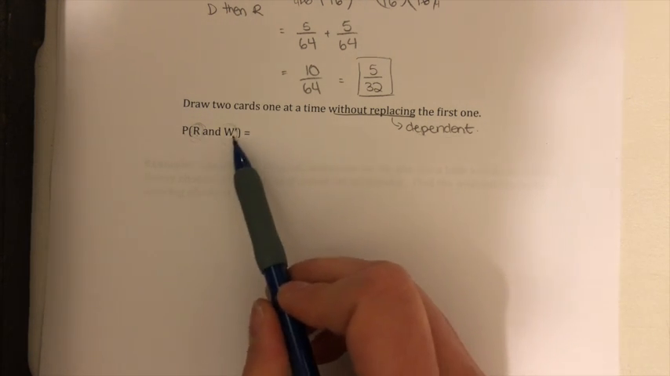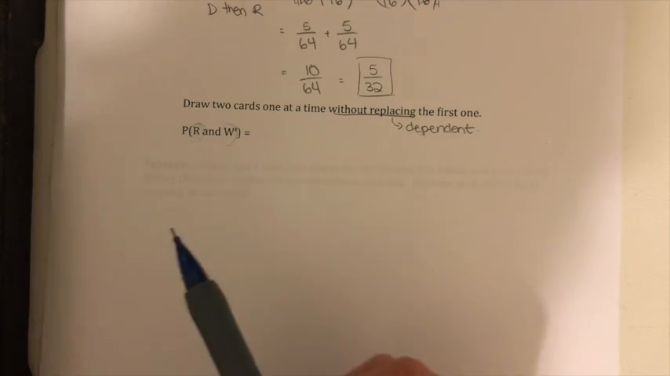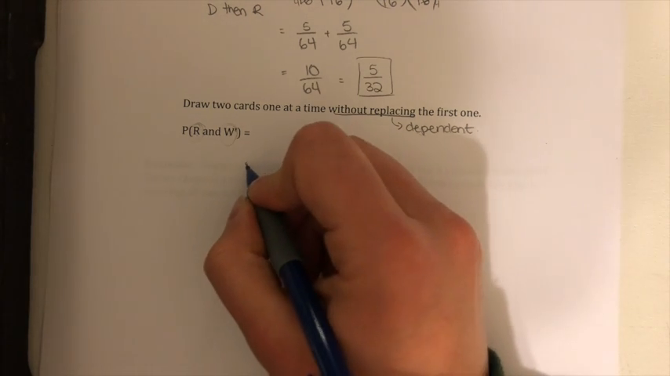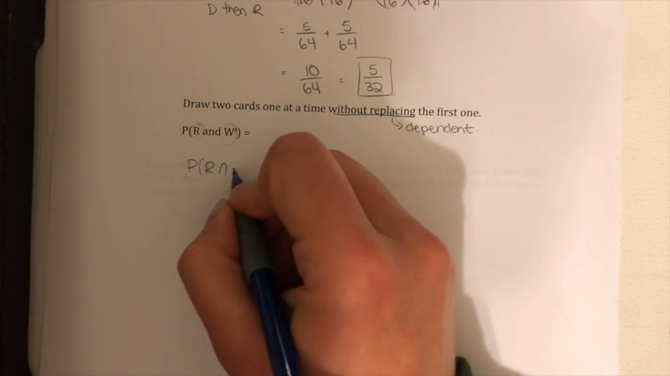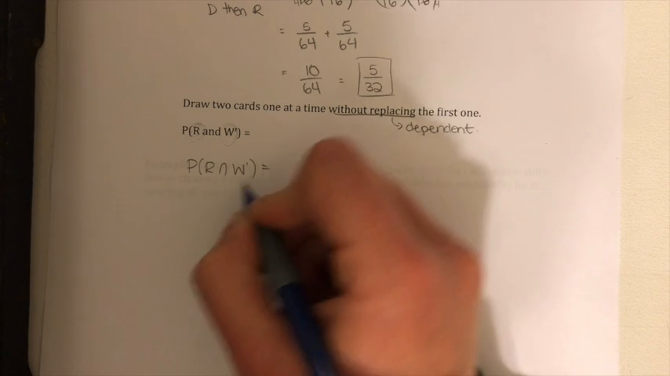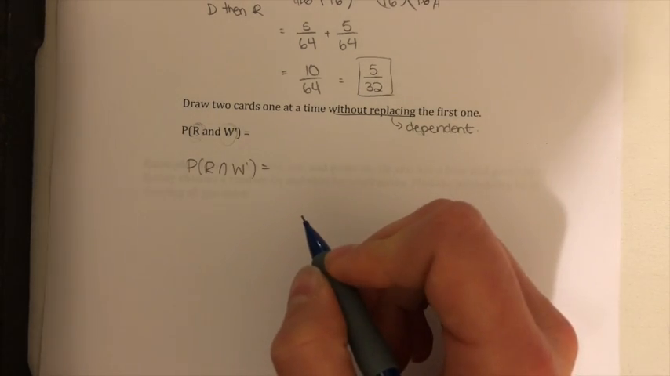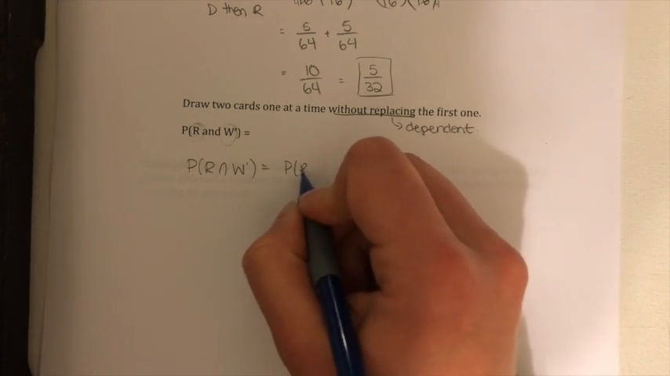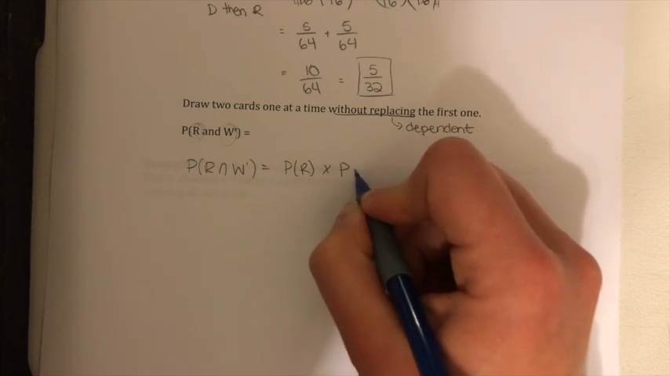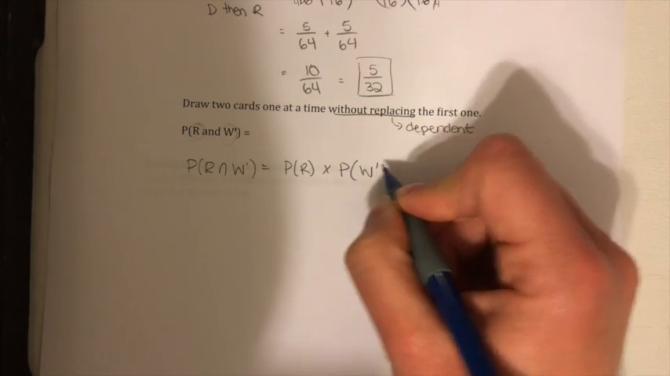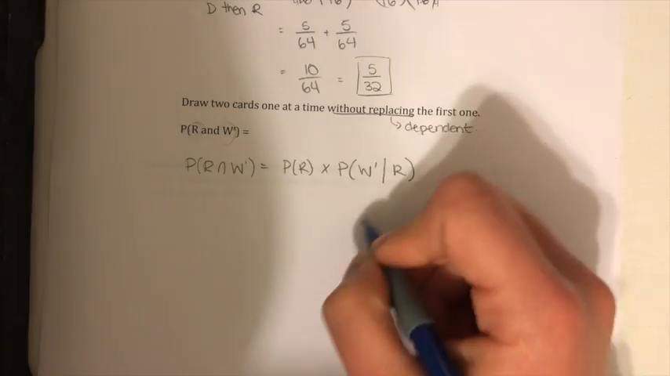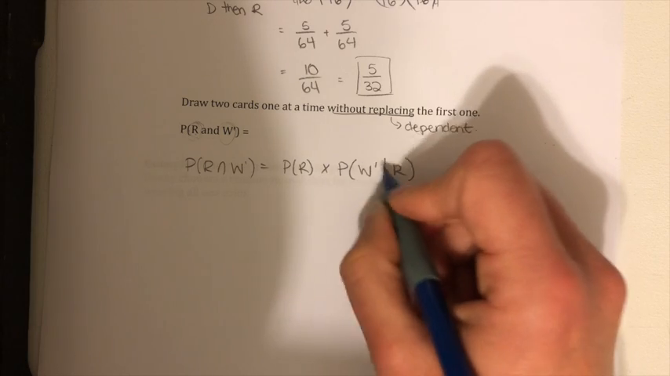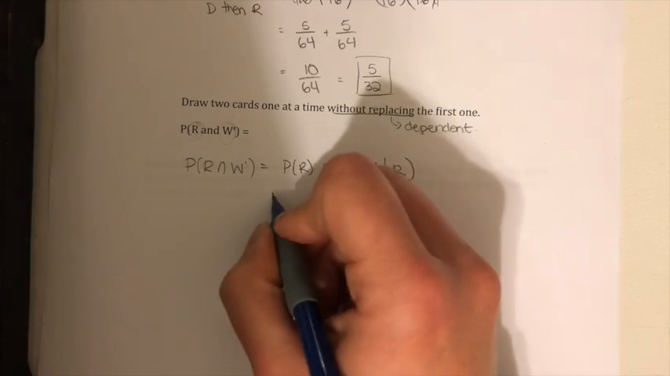Sorry, I called it prime. That's a calculus thing. W complement. Okay, so the probability, and if you like the intersect symbol better than and, that is totally cool with me, is going to be the probability of R times the probability of W complement given R. So if you get R in the first one, then you're going to have a different probability for W prime.